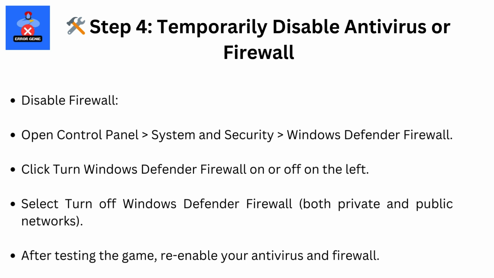Disable firewall: open Control Panel, then System and Security, then Windows Defender Firewall. Click Turn Windows Defender Firewall on or off on the left. Select Turn off Windows Defender Firewall, both private and public networks. After testing the game, re-enable your antivirus and firewall.